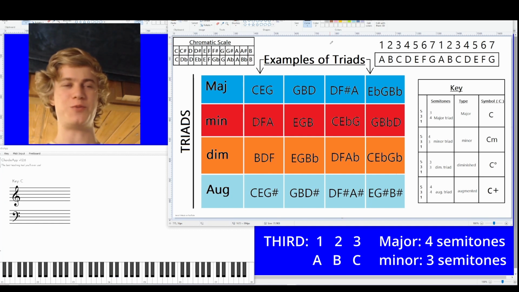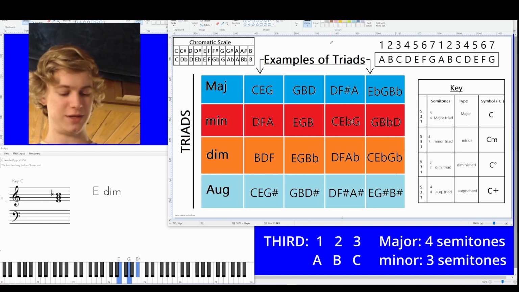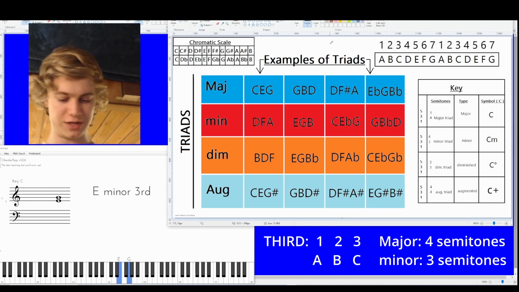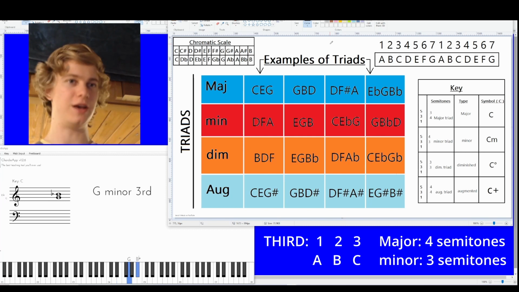Okay, I think you get the point, but I'm just going to go over one for diminished and one for augmented in the same sort of style. I have an E, a G, and a B flat. And all this means is that because it's diminished, from that first note to that second note, 1, 2, 3 semitones. From that second note to that third note, 1, 2, 3 semitones.